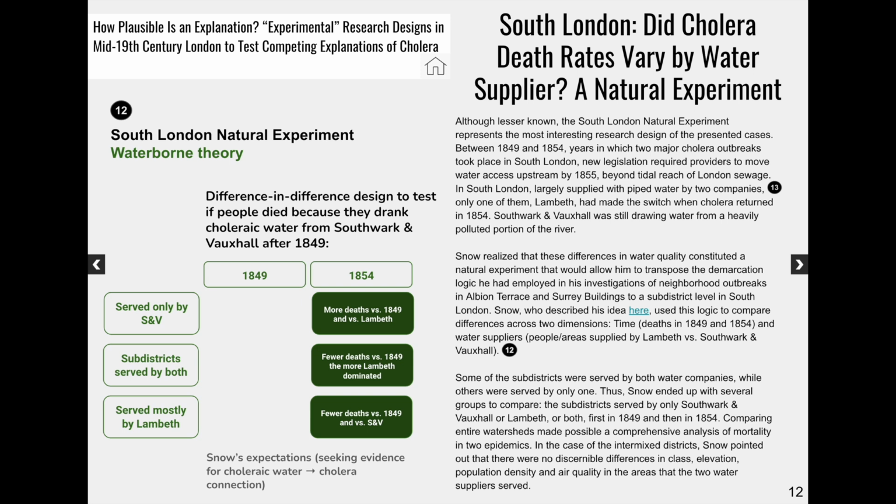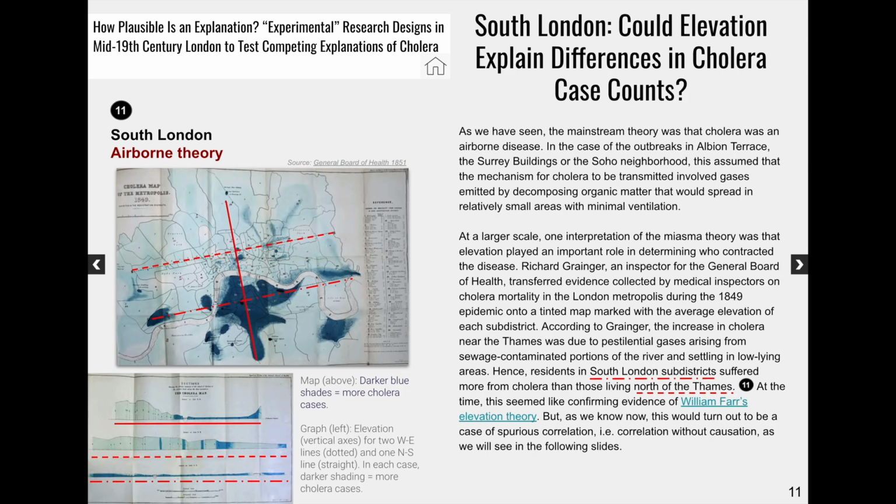Indeed, Lambeth's supply in 1854 had many fewer deaths than during the 1849 epidemic, whereas most sub-districts only served by Southwark and Vauxhall had more. Since the only major change that had occurred in that time frame had been the change of Lambeth's water source, this was strong evidence that the waterborne theory of cholera was more plausible. Ironically, though, this was also compatible with a variation of the miasma theory that stated that impure water could be a predisposing cause of cholera, but not the ultimate one, which prevented Snow from convincing others to drop the airborne theory altogether.